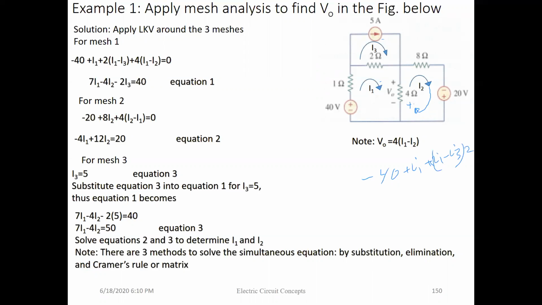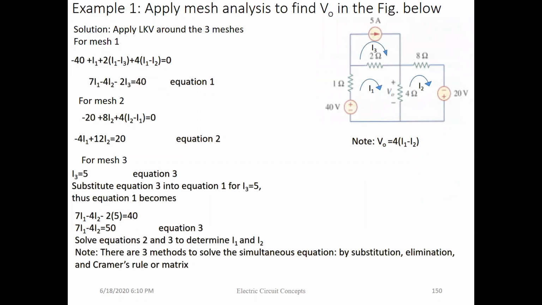We multiply this by 2, and then we have plus I1 minus I2. We multiply this by 4 equals 0, and then we organize the terms. We have 7I1 minus 4I2 minus 2I3 times 4 equal 4. Now, that's equation number 1.